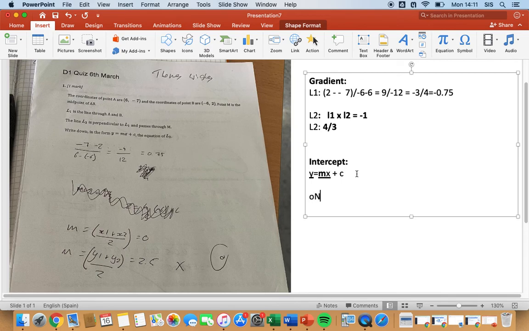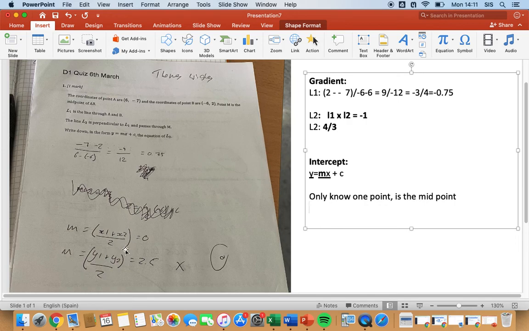Well, we only know one point, and that point is the midpoint. So we need to also calculate the midpoint of the line. So the midpoint is going to be the following, this sum here. x1 plus x2, 6 plus minus 6, that's going to give us the x coordinate, which is clearly going to be 0, because 6 minus 6 is 0. Anything that divides 0 will always give you 0 unless it's 0 divided by 0, and that's not quite possible at your stage of maths.